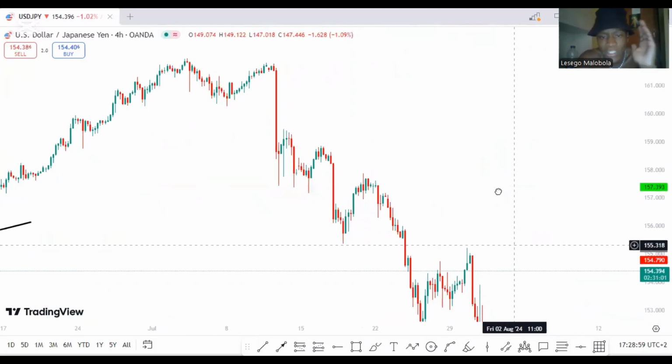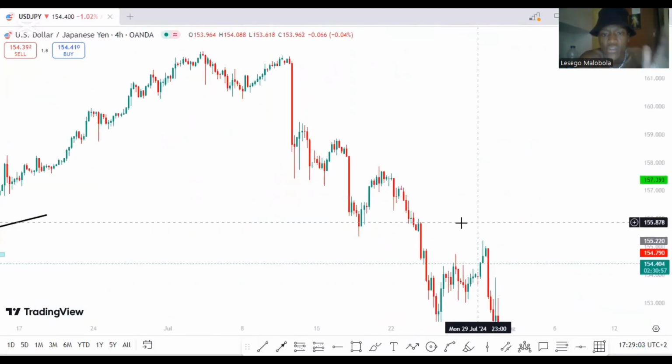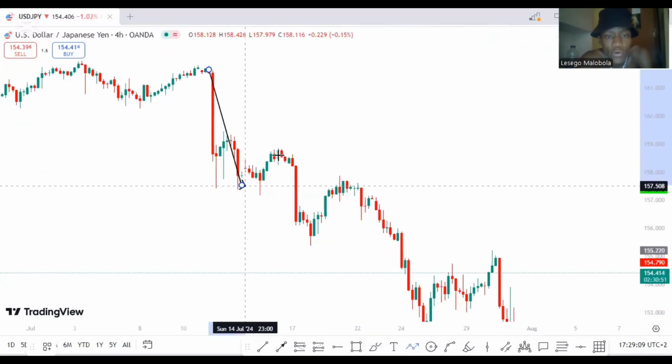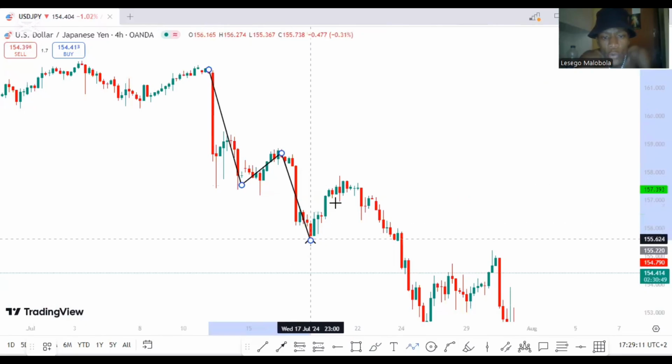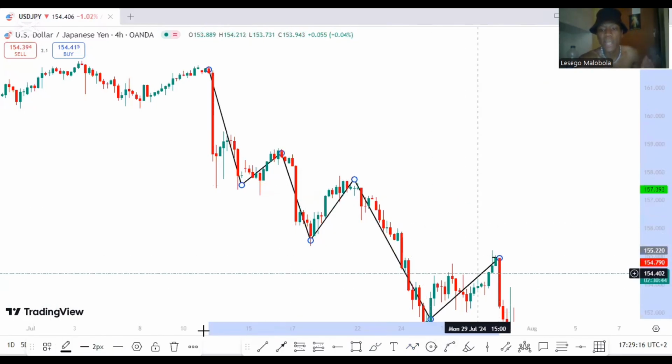Remember, I don't want to spoon feed you guys. I want you to learn these things on your own and backtest on your own. So moving on, we can see that price here was building up lower lows, lower high, lower low, lower high, lower low, obviously now lower high. So price was in a downtrend, right?